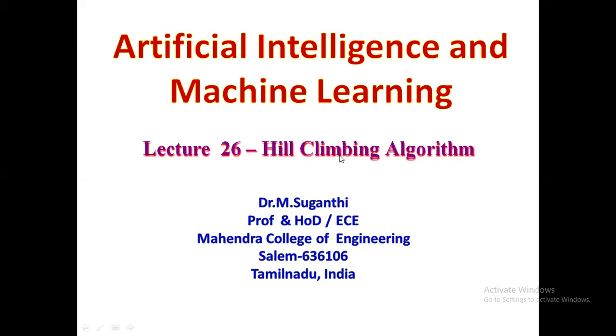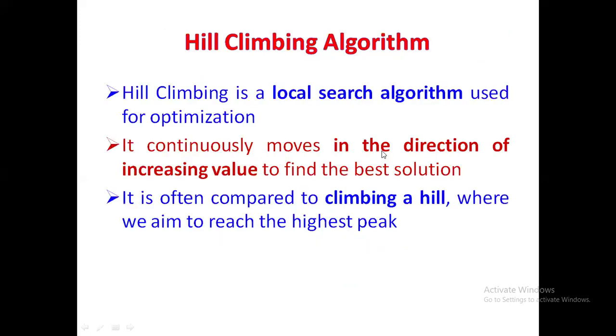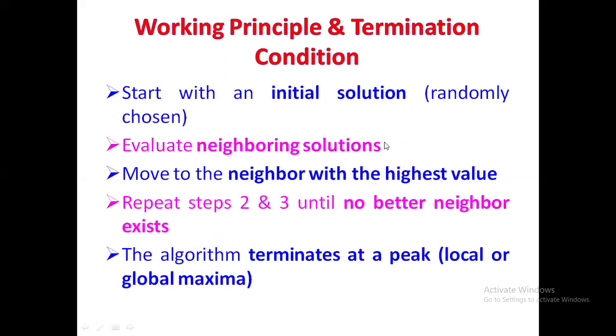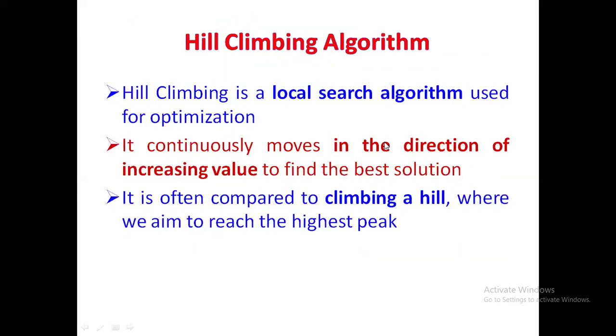However, it may get stuck in local maxima, plateaus, or ridges, making it less effective for complex problems. Variants like simulated annealing and stochastic hill climbing help overcome these limitations. First, we will see the hill climbing algorithm. In this algorithm, we'll see the detailed explanation in this slide.